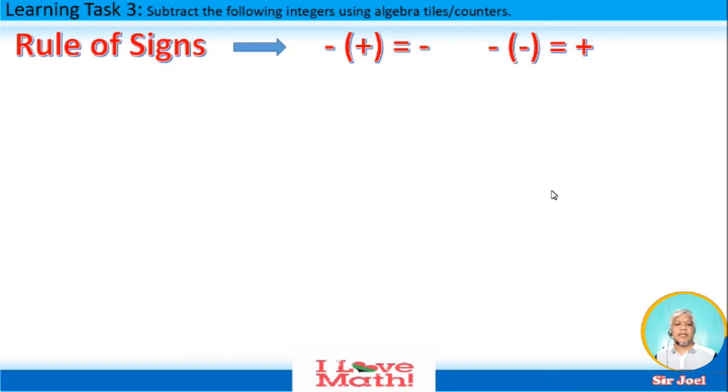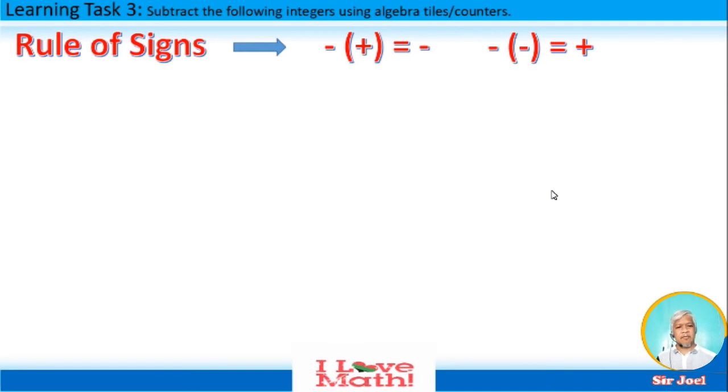Learning task number 3. Subtract the following integers using algebra tiles or counters. So, kanina, addition ng operation. Ngayon naman is subtraction. Now, dahil subtraction, it is important na malaman natin yung rule of signs kapag subtraction. If you notice, meron tayong minus, then after nung negative or minus, inside the parenthesis ay merong plus. So, tandaan natin, kapag ganyan ang itsura, negative, positive, pag pinagsama yon, that is negative.